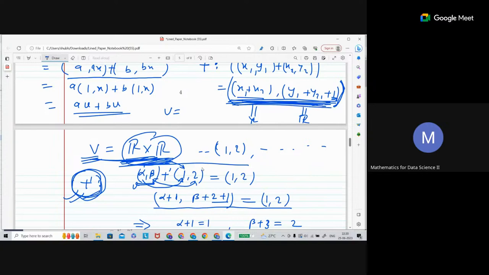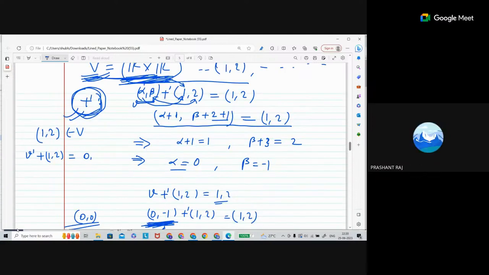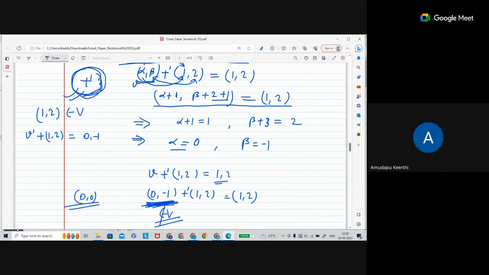This is the operation. Let's find the inverse for this one. Let's say I'm taking an element 1, 2 from this set V, R cross R. Let's say V prime is the inverse. What does it mean? Once you add it with that vector, you will get the identity element. What is our identity element for this set? We found it: 0, -1.